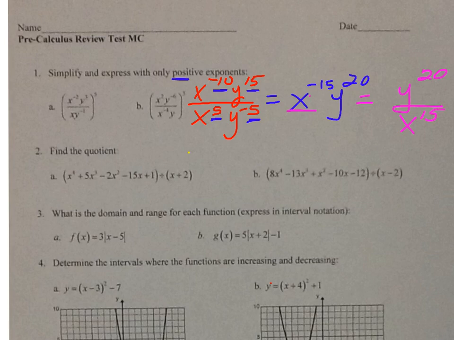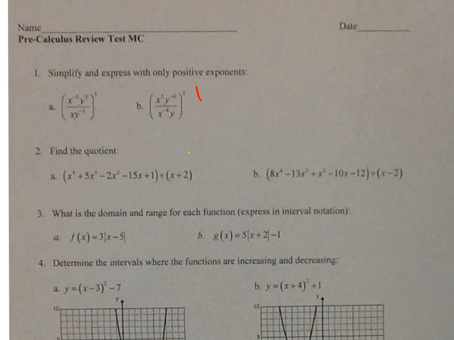All right, so let's take a look at B. Same thing, we have the power to the power here. So remember, we multiply the powers. Okay, so we have x to the 2nd raised to the 3rd power. So that'll be x to the 6th. Y to the negative 6 to the 3rd will be y to the negative 18. And then x to the negative 4 to the 3rd would be x to the negative 12, and then y to the 1st to the 3rd is y to the 3rd.